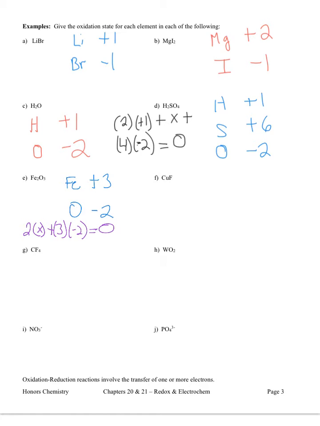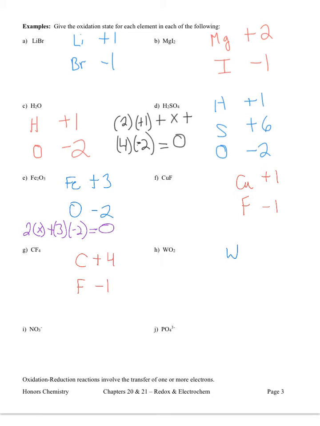Okay, CuF. We have copper. We don't have a rule for copper. We do have a rule for fluorine. It's a -1 in compounds. So that makes the copper in here +1. CF4. Carbon we don't have a rule for. Fluorine we do. It says that it's -1 in compounds. That's rule 4. And so that would make the carbon +4 because we have 1 carbon and 4 fluorines, and altogether they need to equal 0. Let's look at WO2, tungsten.